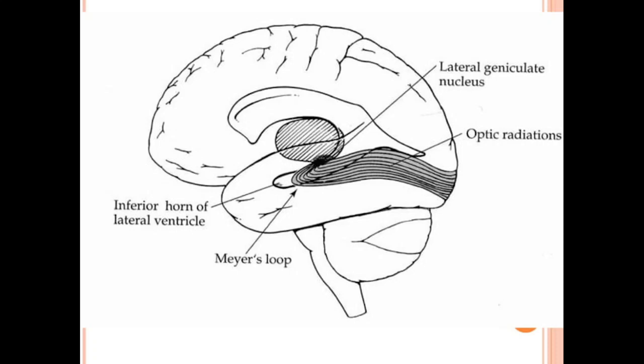The projections from the optic radiation to V1 are organized in a retinotopic manner, meaning the neighboring areas of the retina project to neighboring areas of the V1. This organization allows the brain to create a spatially accurate representation of the visual world.